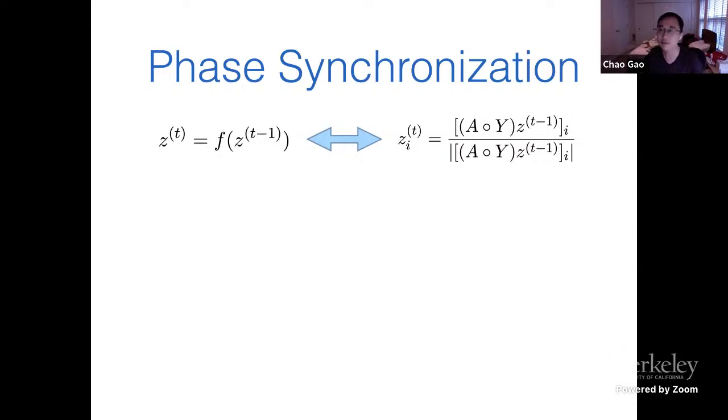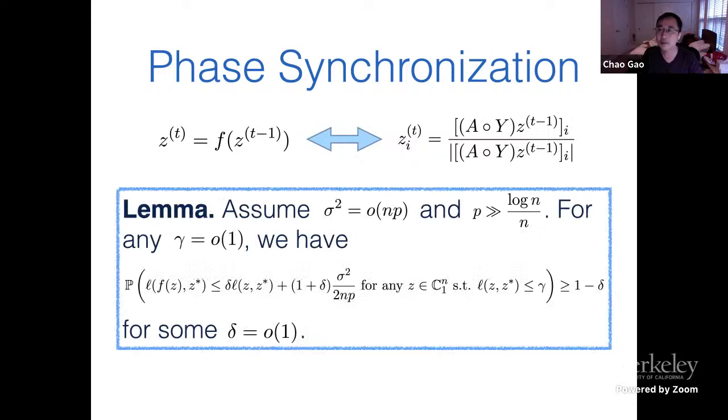Okay, and for this F, we have the following lemma, which says under the same two assumptions that we have for the main theorem, for any gamma that is of order little o(1), there exists some delta also of order little o(1), such that uniformly over all z in the neighborhood of z star, the one-step iteration of z satisfies this inequality. Right? So here, if you regard z as the current step, then F of z is the next iteration result.